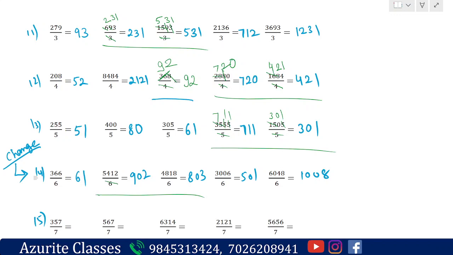6 ones are 6. Next. That is smaller, right? 1 is smaller, so 6 zeros are 0, and 1 will be remaining. Next is 12, so 6 how many is 12? Very good.